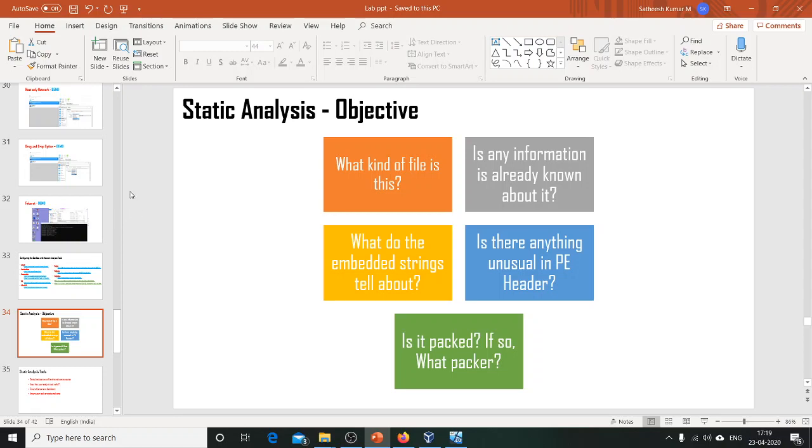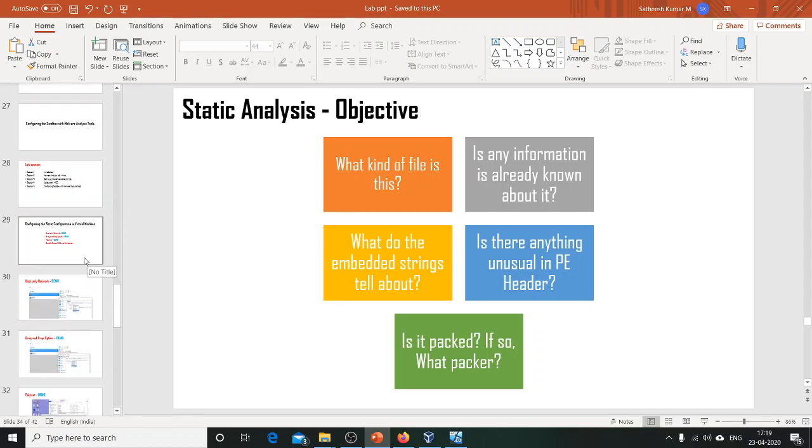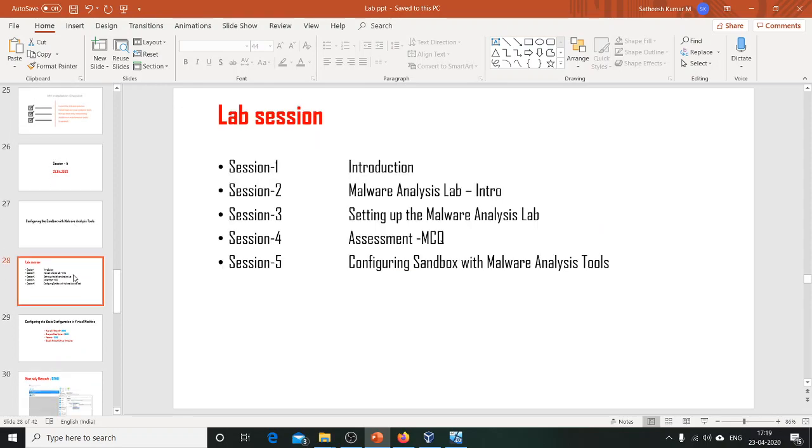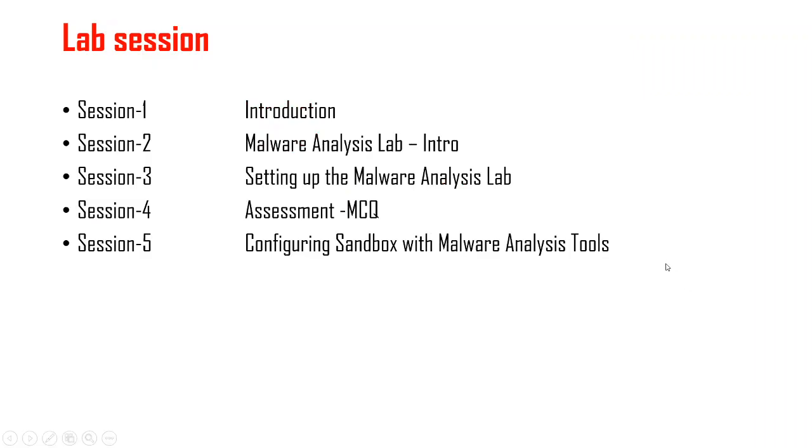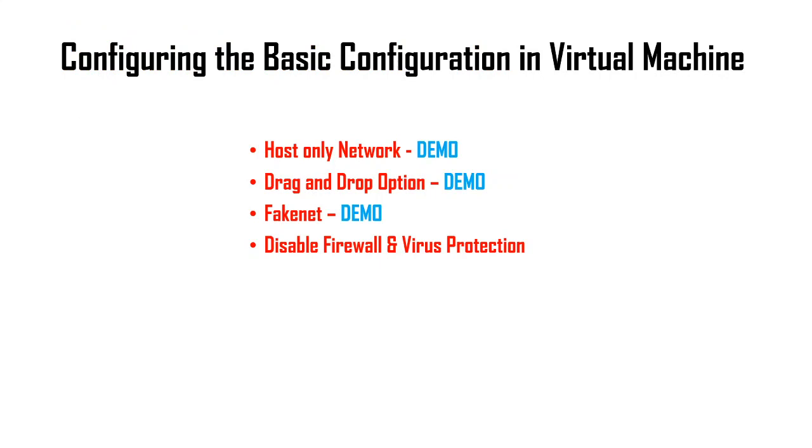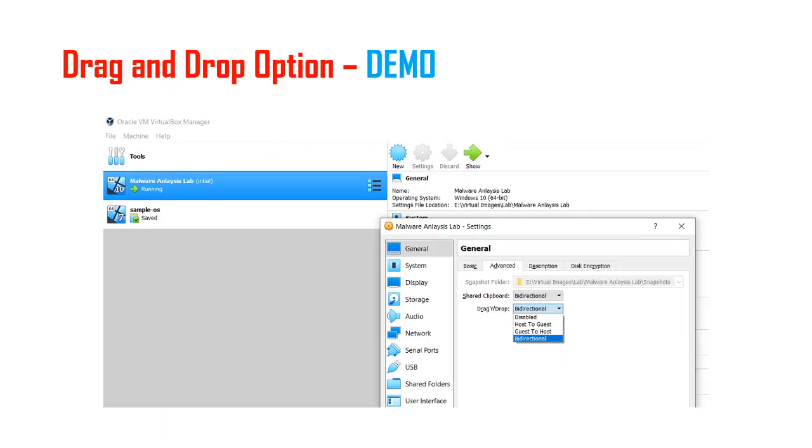So, let us have a summary of this static analysis. Initially, we have seen this thing, right? We have completed 3 sessions: introduction, and setting up the malware analysis lab. In the 4th session we did some assessment, and finally in the 5th session we configured the sandbox with malware analysis tools, mostly the static malware analysis tools. We have not yet dealt with the dynamic analysis tools, right? So we have seen the basic configurations that we have to do in a virtual machine: host-only network, drag and drop option, FakeNet installation, disabling the firewall and virus protection.